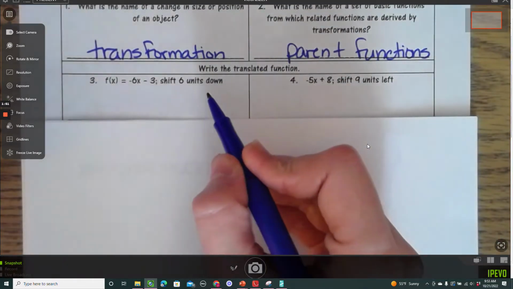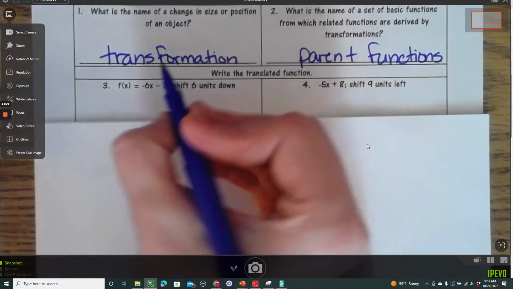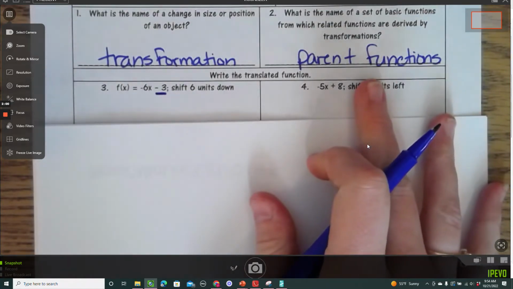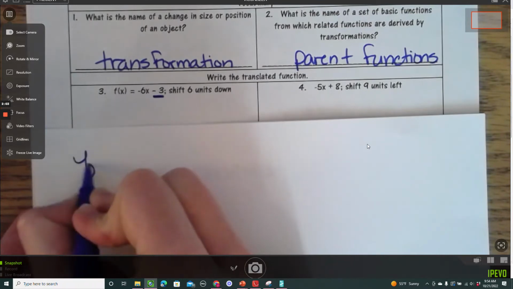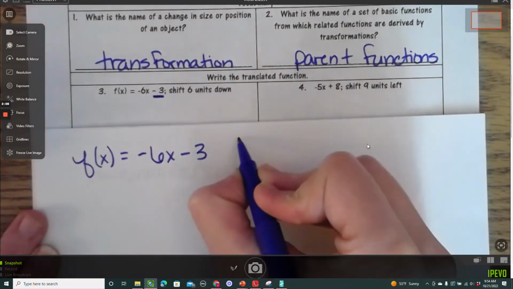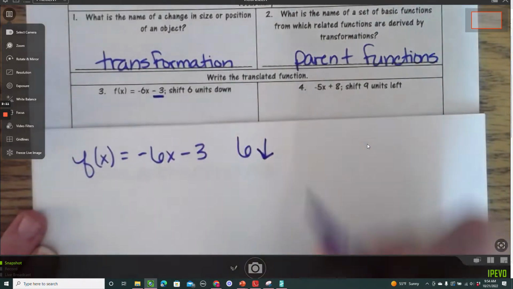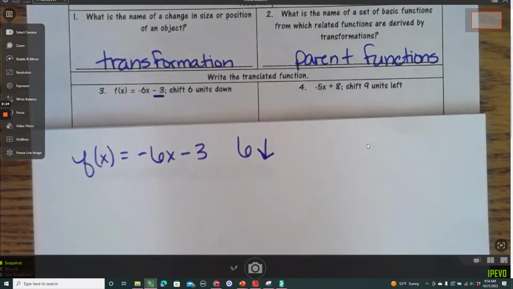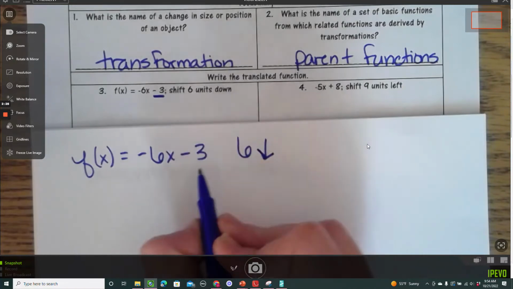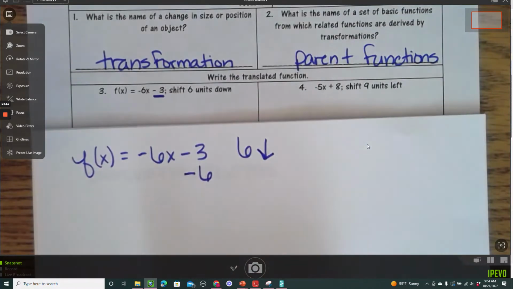So when we shift a unit down, all we're doing is messing with the y-intercept. So when we shift it up or down, you're just messing with the y-intercept. So if I have f of x equals negative 6x minus 3, if I want to go 6 units down, mathematically, what would you say we're doing if we're taking something down? Going negative, what's the operation though for going negative? So up or down, if it's down, you're going to subtract that number from the y-intercept.